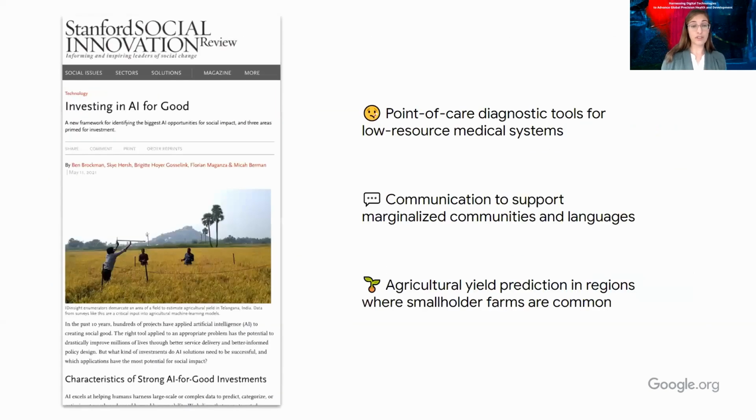Finally, I'll just leave with these 3 areas we've recently published with ID Insight, an article which you can find in SSIR, that really points at a framework for how do we think about more areas where AI and machine learning may be most impactful. And there are 3 that I'll leave you with, as I think we can all continue to point our attention to do more.